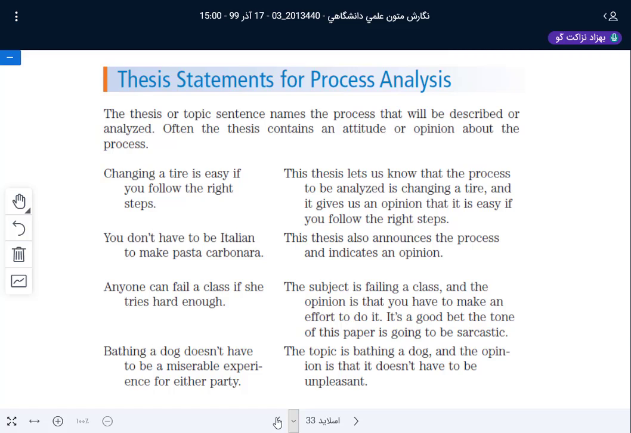Bathing a dog doesn't have to be a miserable experience for either party. So the topic is bathing a dog, and the opinion is that it doesn't have to be unpleasant.